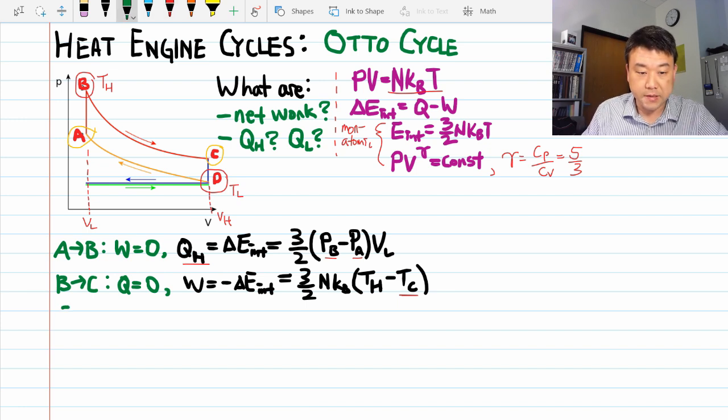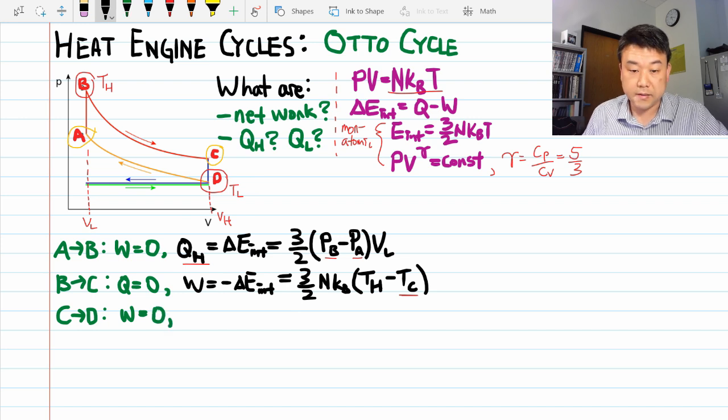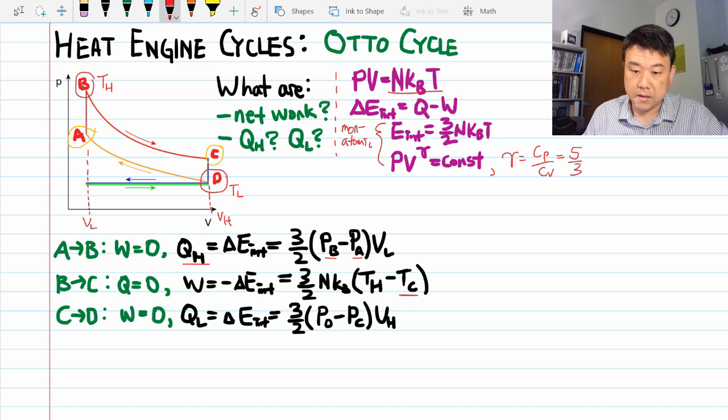Isochoric cooling from C to D. Once again, no work is done. And this is the heat exhaust, which is given by the change of internal energy. And I'm going to express that in terms of pressure and volume again. And PD and PC are new unknowns I'm introducing that we'll eliminate later. And making sure there are no sign errors, this is negative as it's supposed to be for heat outflow from the system.